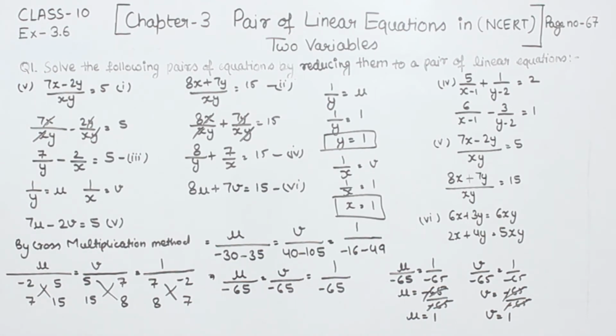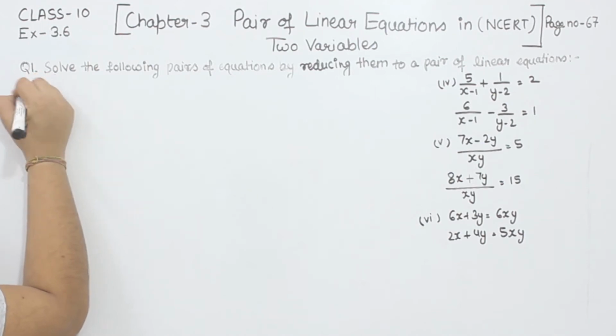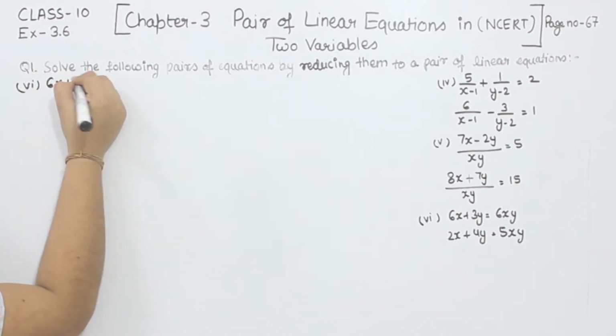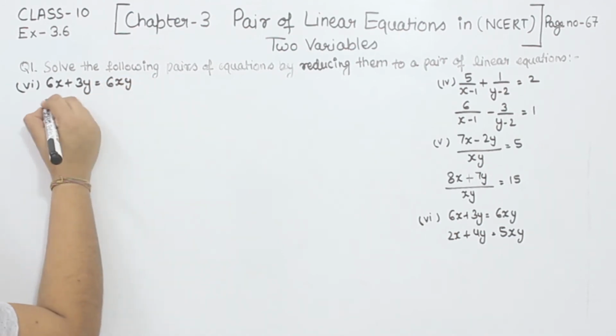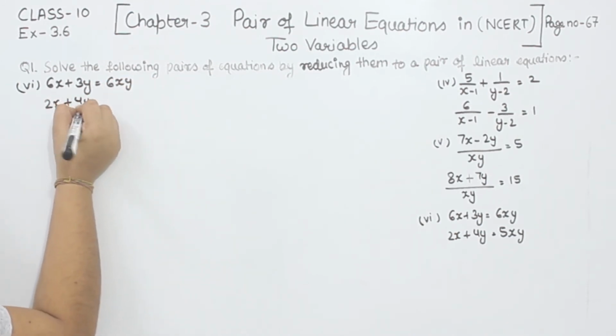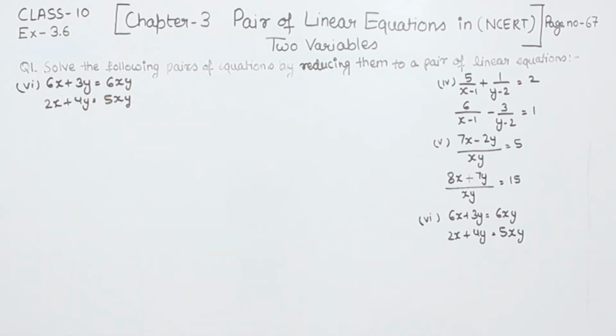This one we are having is the part 5. Now comes to the part 6. The equation we are having is 6x plus 3y equal to 6xy, and here we are having 2x plus 4y equal to 5xy. Now we are going to solve this one.